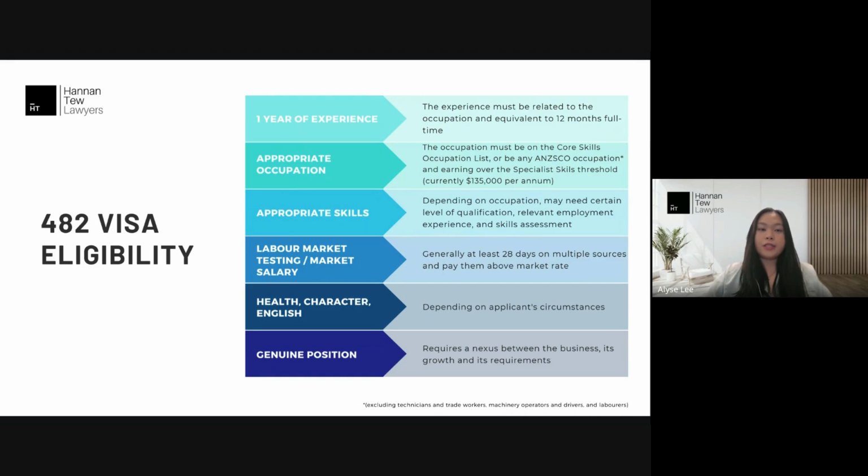For occupations, these must be aligned to occupations listed on the CSOL if you're applying under the core skills stream, or otherwise the role must be earning above $135,000 to be eligible under the specialist skills stream.